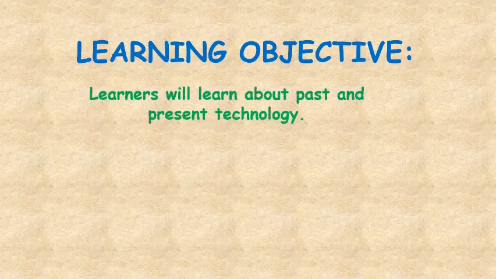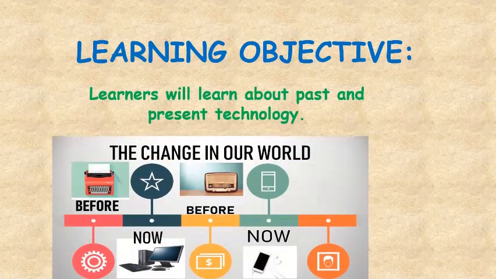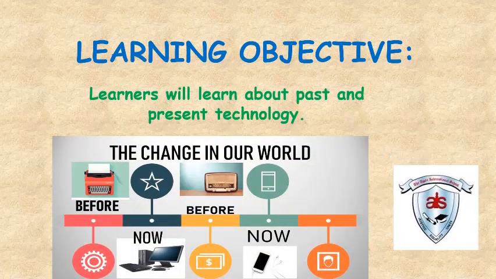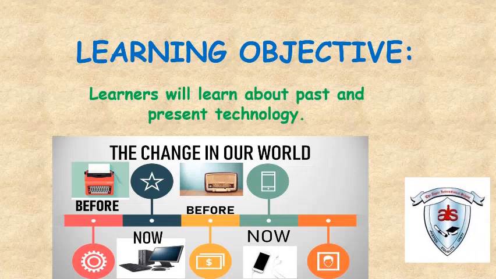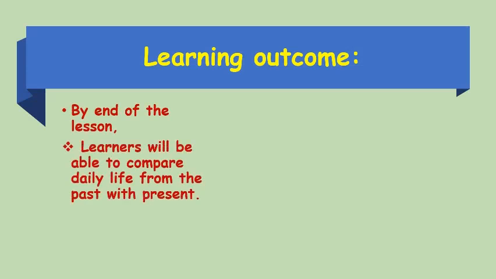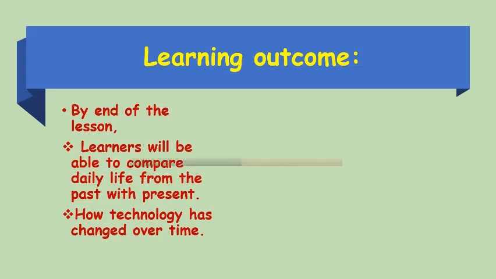Today our learning objective is learners will learn about past and present technology. And our learning outcomes are by the end of the lesson, learners will be able to compare daily life from the past with present, how technology has changed over time.